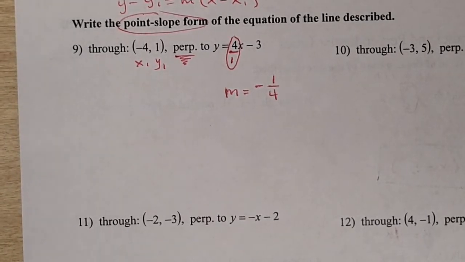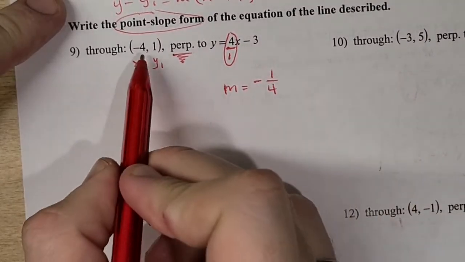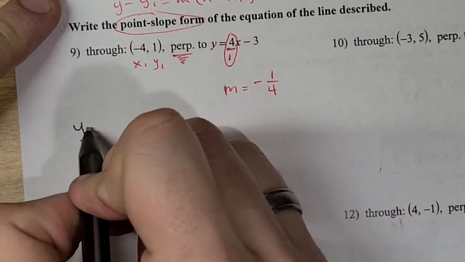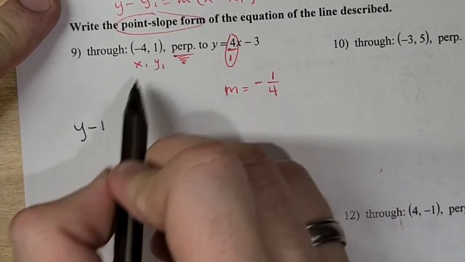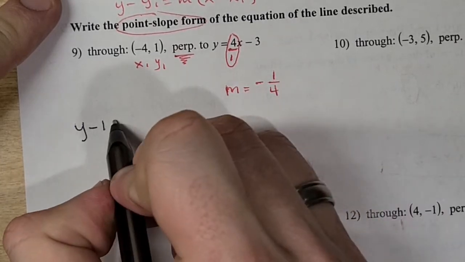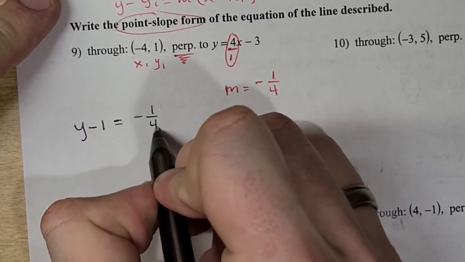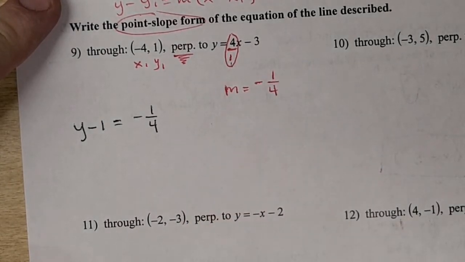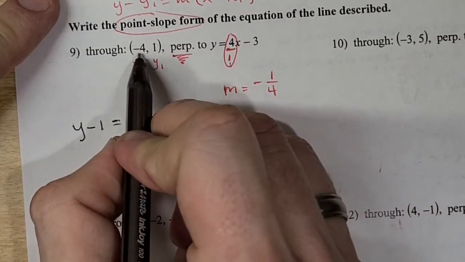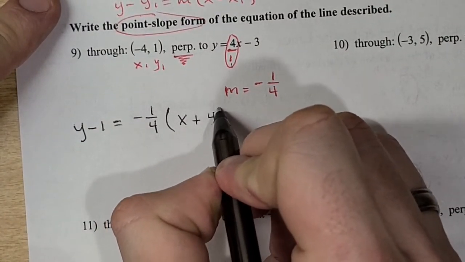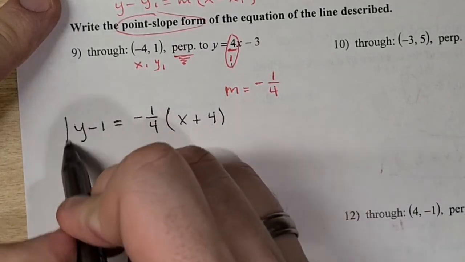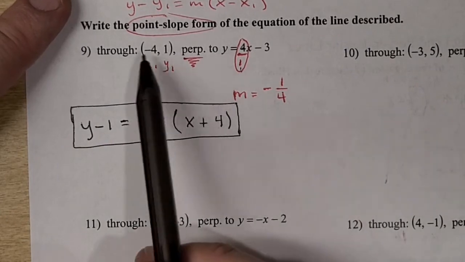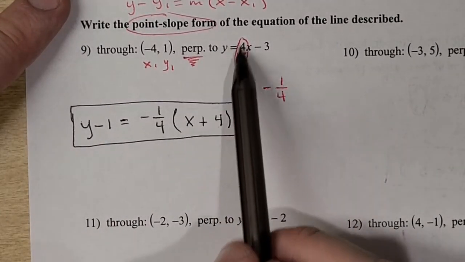There we go. Okay. All right, now I have a point and I have a slope, and I can write this in point-slope form. Y opposite y1, y1 is a positive 1, so the opposite would be a negative 1, equals the slope that we just discovered, because negative 1/4 is perpendicular to positive 4 over 1, times x opposite of x1. Negative 4, opposite becomes positive 4. There it is, I'm done. That's point slope form. It goes through this point and it's perpendicular to this slope.